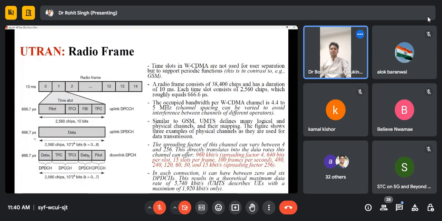So in roughly 666 microseconds, you can have a maximum of 2560 divided by 4 bits, and in 1 second you can have 960 kbps if you calculate the same. Similarly, with the maximum spreading factor 256, you can transmit 2560 divided by 256 bits in this 666 microseconds. So in 1 second you can directly convert, you can have a data rate of 15 kbps.